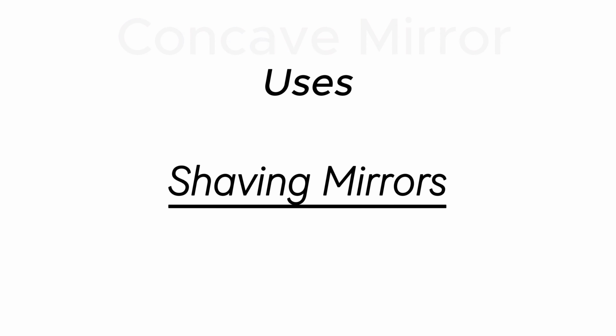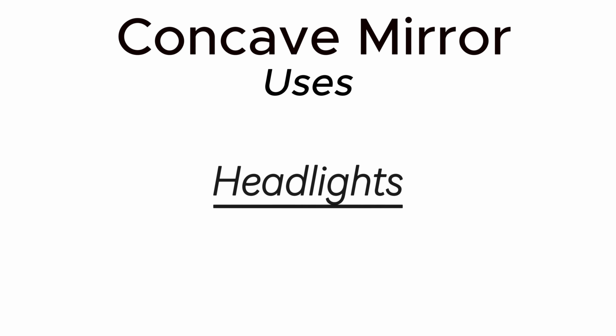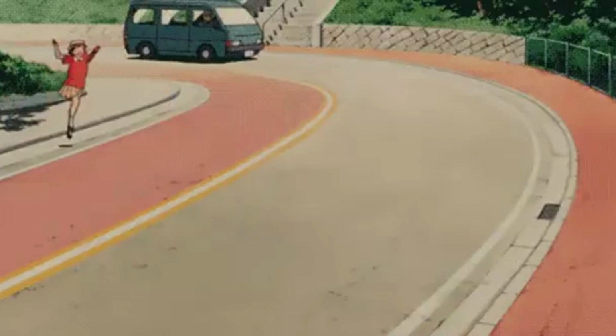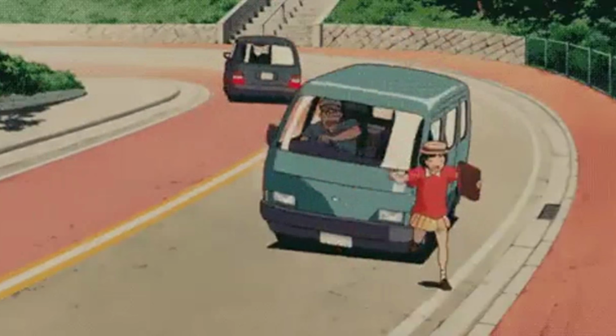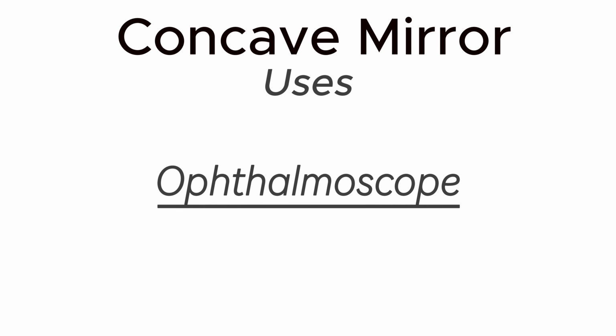Shaving mirrors. Shaving mirrors are more than just reflective surfaces. They are precision tools designed to provide a clear and magnified view of our faces. And at the heart of many shaving mirrors lies a concave mirror. Headlight of a car. Headlights are more than just illumination devices. They are critical for ensuring safe driving, especially in low lighting conditions, and concave mirrors play a vital role in optimizing their performance.